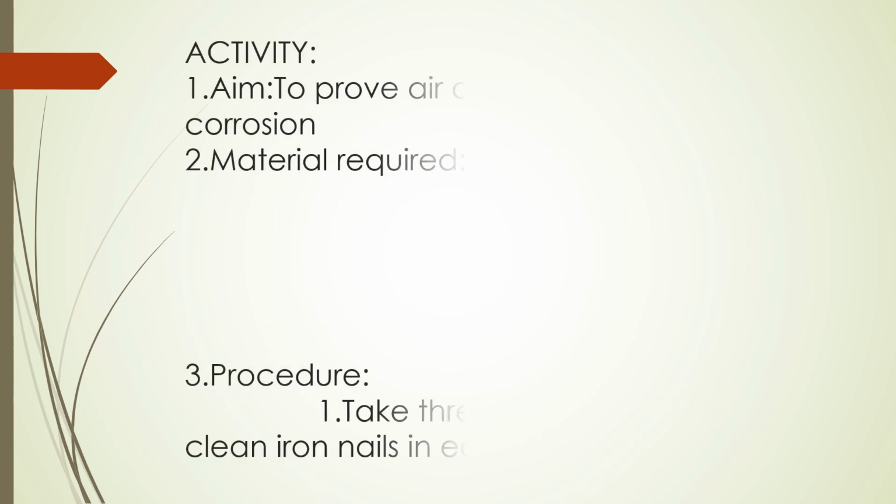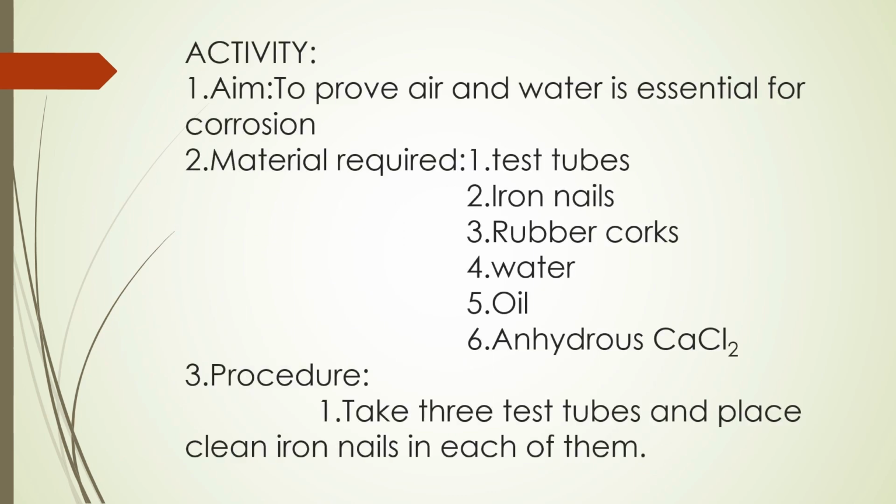Activity: to prove air and water is essential for corrosion. Aim: to prove air and water is essential for corrosion. Material required: test tubes, iron nails, rubber corks, water, oil, anhydrous calcium chloride. Procedure: take 3 test tubes and place clean iron nails in each of them. Second point, label these test tubes A, B and C.